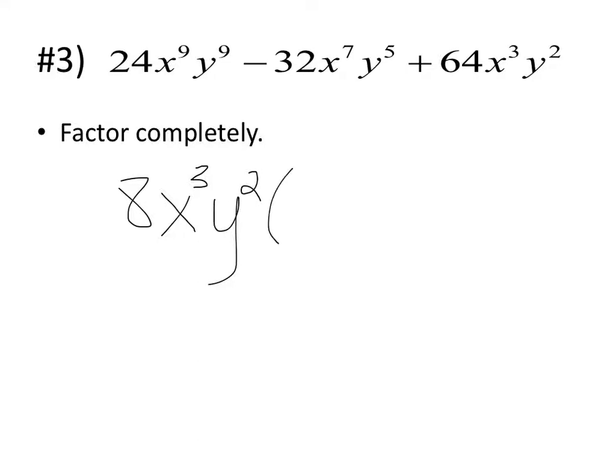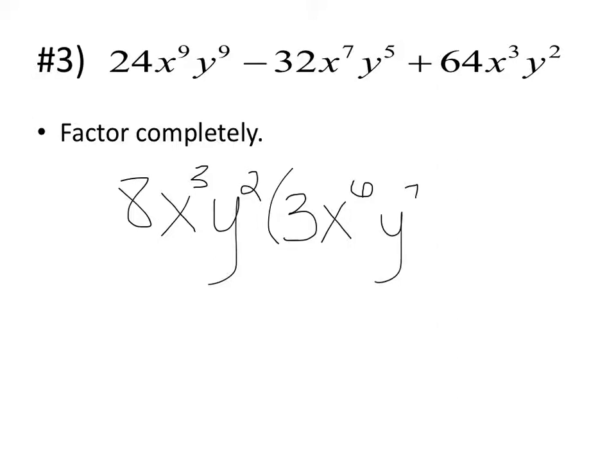And then you just divide this by this in order to see what's left. So 24 divided by 8 is 3. X to the 9th divided by x cubed is x to the 6th. Or you can look at it as I had 9 x's, I took 3. You had 9 y's, you took 2, so you have y to the 7th left.